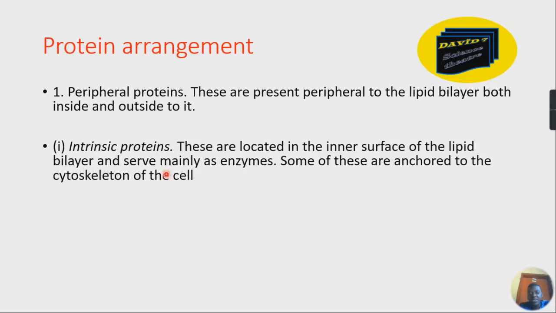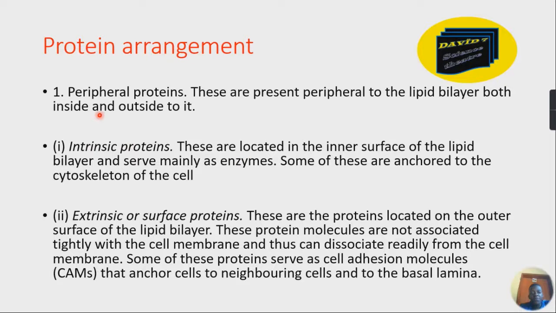Some of these are anchored to the cytoskeleton of the cell. There are some proteins which anchor these very proteins to the cytoskeleton, to microtubules, to the cytoskeleton of the cell. So that's how intrinsic proteins, the part of peripheral proteins, are arranged in the cell. They are membranes, and they are forming enzymes. Also, we have peripheral proteins which are extrinsic or surface proteins.